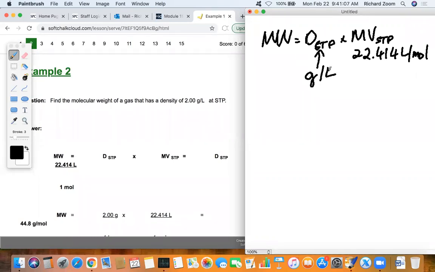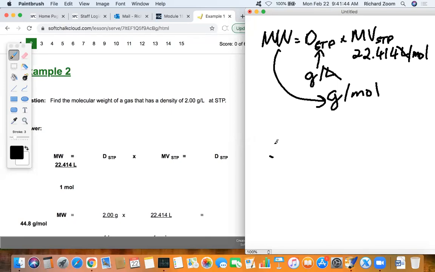Now for gases, it's grams per liter because density of gases is a whole lot less than density of, say, liquids and solids. When we've been dealing with the density of water, we knew it was 1 gram per milliliter. But because gases are much less dense, we're talking about grams per liter as the measurement there. And you can see if we take grams per liter and multiply it by 22.414 liters per mole, we end up with grams per mole, which is the unit for molecular weight.